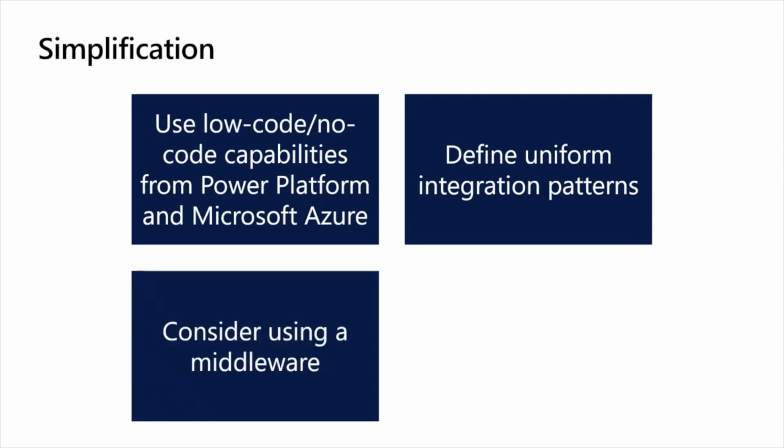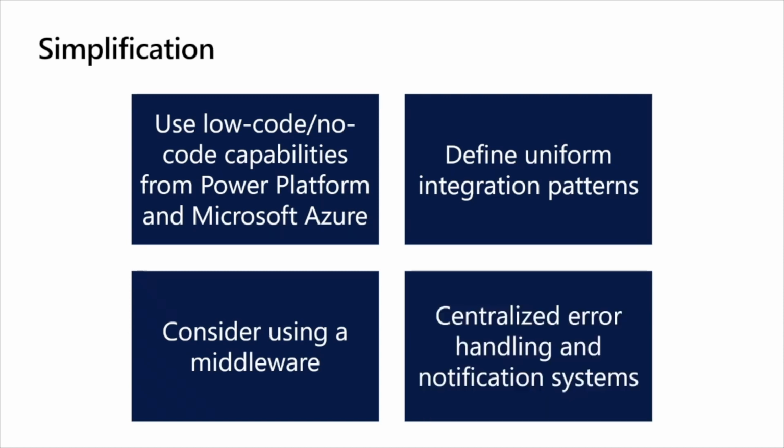Consider using a middleware. Even if it's not already in the company's landscape, the introduction of a middleware tool or a middleware layer could further simplify the design of the flows and avoid some of what I call excessive spaghettification that comes from the overuse of point-to-point connection strategies.